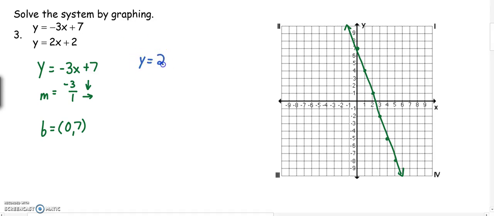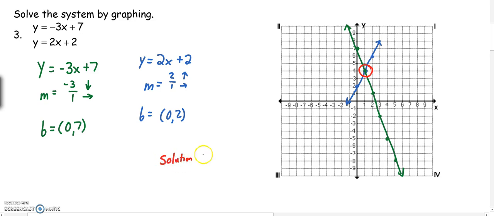So y equals 2x plus 2. So in this case, my slope is 2 over 1. My b value is 0, 2. So I'm going to start at 2 on the y-axis. My slope tells me up 2, right 1. Now that I see an intersection point, I can just draw my line in. And lastly, I need to identify where those lines are intersecting. So my solution in this case is 1, 4.